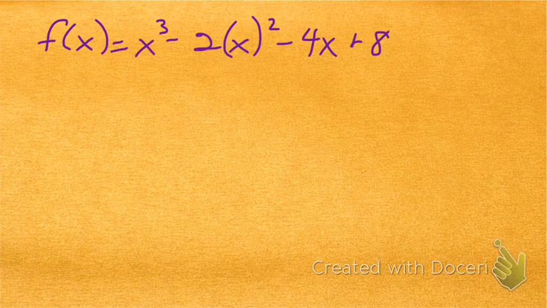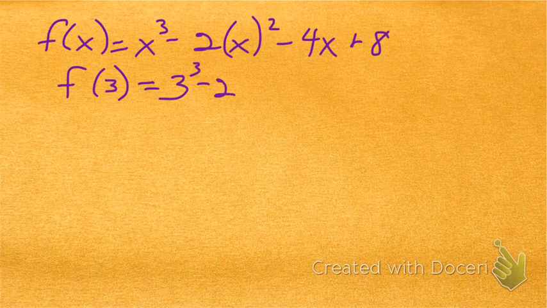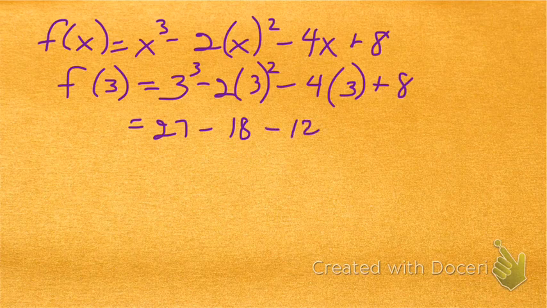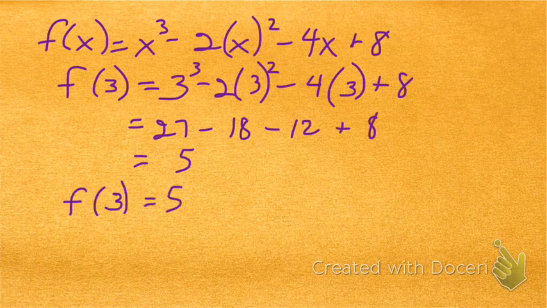Let's investigate another function value. Let's try the other endpoint. If we want to evaluate f of 3, we plug a 3 into the function. That's 3 cubed minus 2 times the square of 3 minus 4 times 3 plus 8. That's 27. Take away 2 times 9, take away 18, minus 12 plus 8. Put all that together, we got 5. Let's hold on to that function value, that f of 3 is 5. We still have a couple more to investigate.